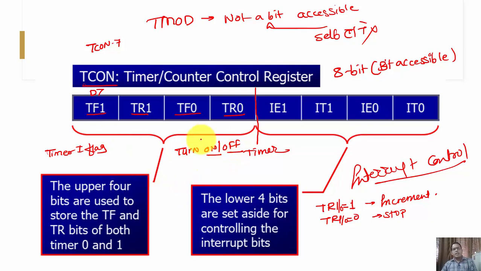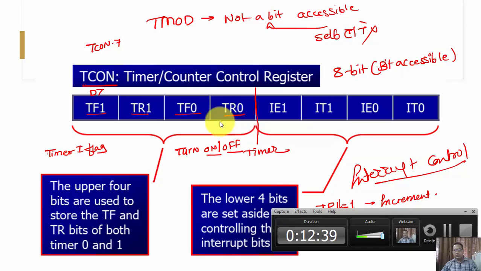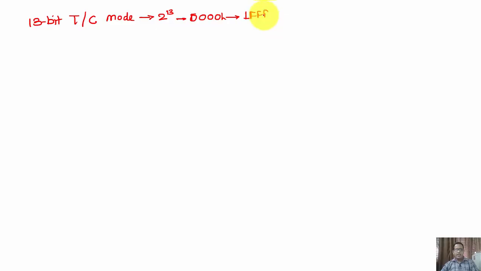Whereas there is a concept known as the rollover concept. So what is that rollover? Let's discuss that first. As we said, the timer has 4 different modes. The first mode is called the 13-bit timer or counter mode. For 13 bits, 2 raised to 13, the value goes from 0000H up to the maximum value it can hold, 1FFFH.